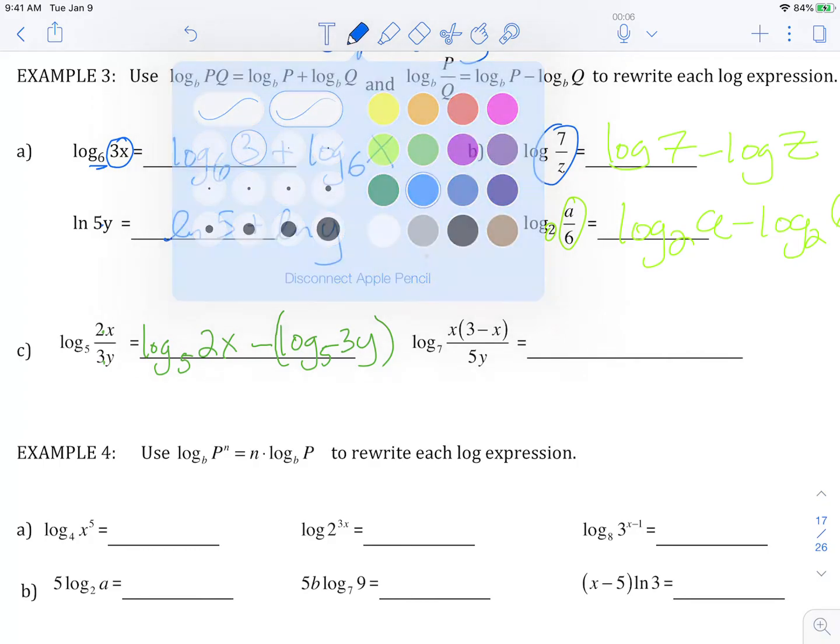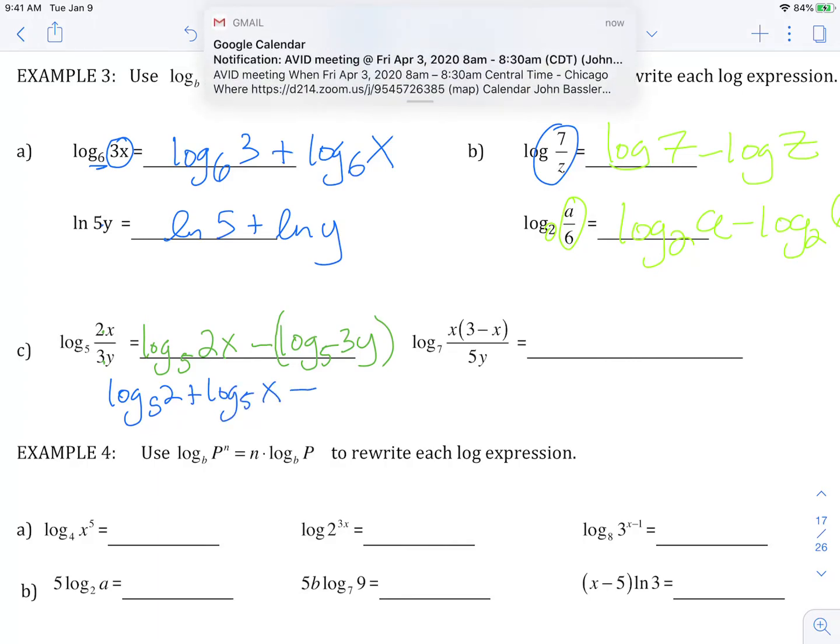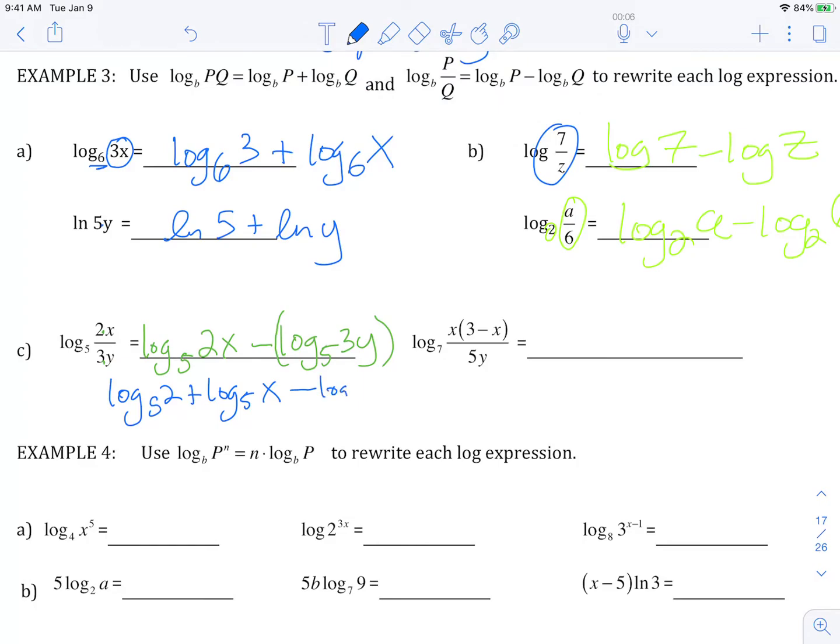So now this becomes log base 5 of 2 plus log base 5 of x minus log base 5 of 3 minus log base 5 of y. So this is, again, one way of doing this. And if you combine it, you can check your work by condensing it. The plus signs here tell us it's going to be 2 times x. The minus signs here mean that you're going to divide by 3 and then divide by y. Over here, same idea. So try this one on your own. Pause it, try it, and then come back.